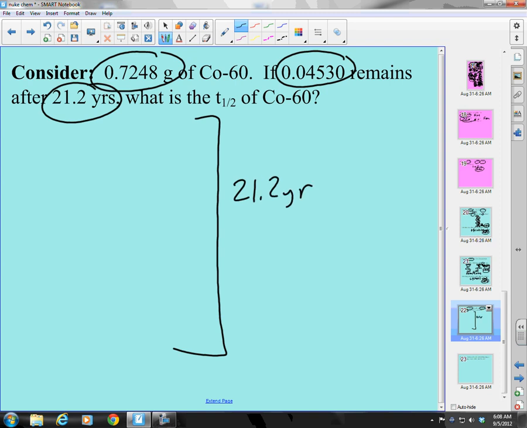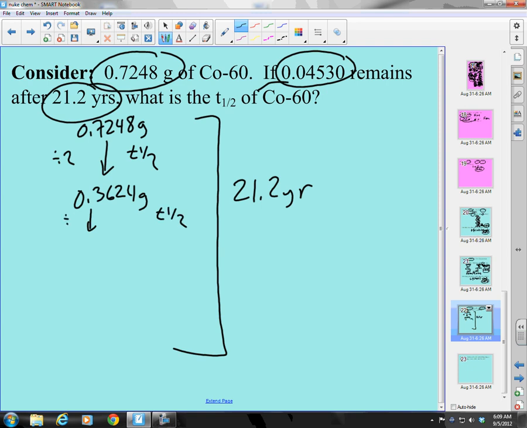Good. Now, what do I start with? 0.7248 grams. First thing I want to do is divide this into 2, right? So when I divide this by 2, that's 1 half-life. So here's 1 half-life. So I have 0.7248, divide that by 2, and I get 0.3624 grams. Is that what I want? No. So let's divide that by 2. So that's going to be another half-life, right?